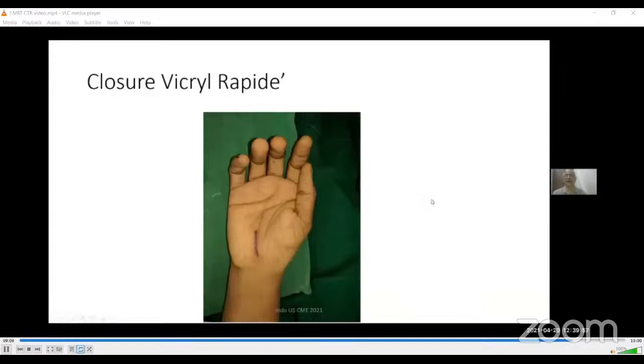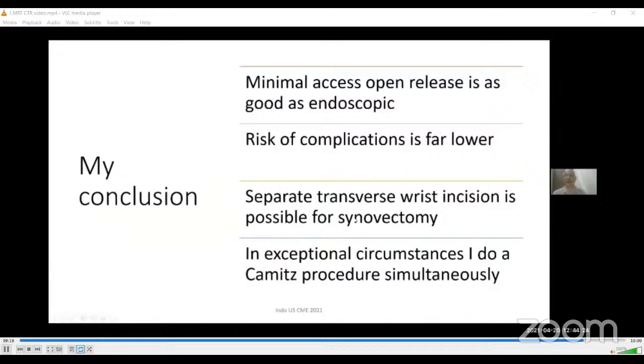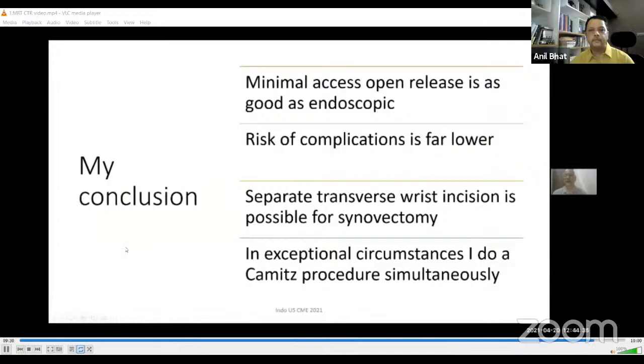I conclude by saying minimal access open release is as good as endoscopic release. In my opinion, the risk of complications is far lower. If you need to do a synovectomy, a separate transverse wrist incision is possible. It reduces the morbidity compared to crossing the wrist. In exceptional circumstances, I do a CAMITS procedure simultaneously.